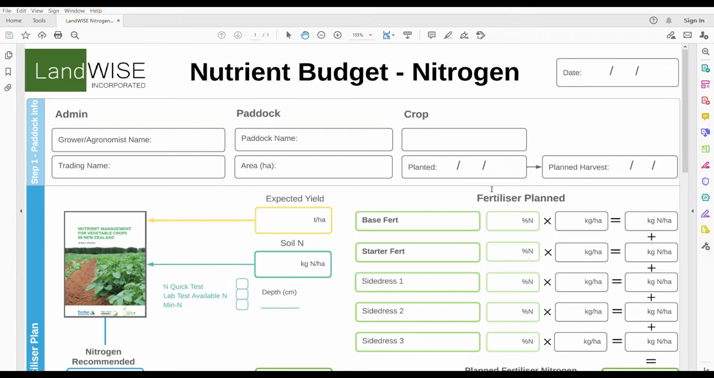There are two templates, one for nitrogen and one for phosphorus, as the management and soil testing policies you apply to these nutrients are slightly different. They're available from the LandWISE website and can be downloaded and printed on A4.